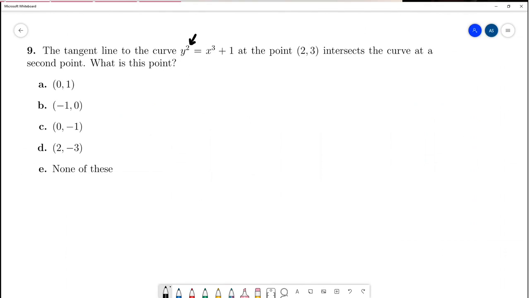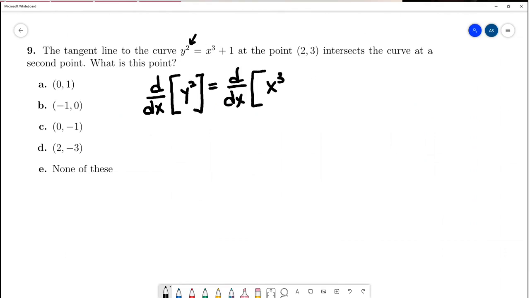Now this equation is not written in explicit format, it's written in implicit format. So I'm going to calculate the derivative implicitly. I'm going to calculate the derivative on the left-hand side with respect to x. I'll calculate the derivative on the right-hand side with respect to x. Now on the left-hand side, because the variables don't match, I need to make sure that I'm calculating the derivative with the chain rule. So the derivative of y squared is 2y, and I'm going to chain by multiplying by the derivative of y, dy/dx.